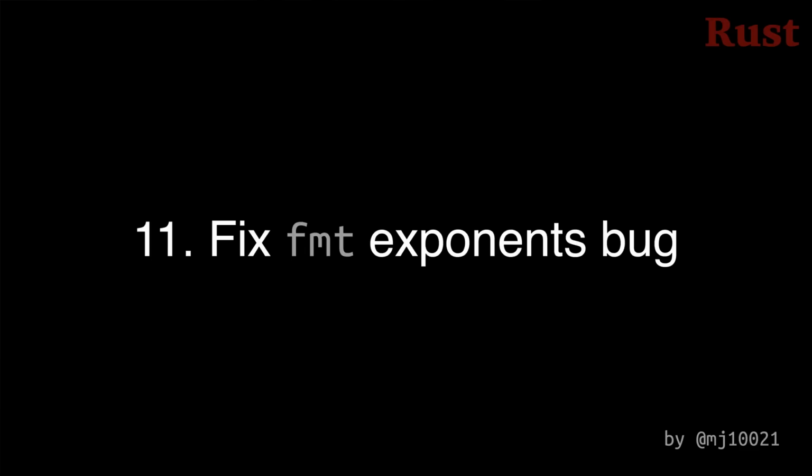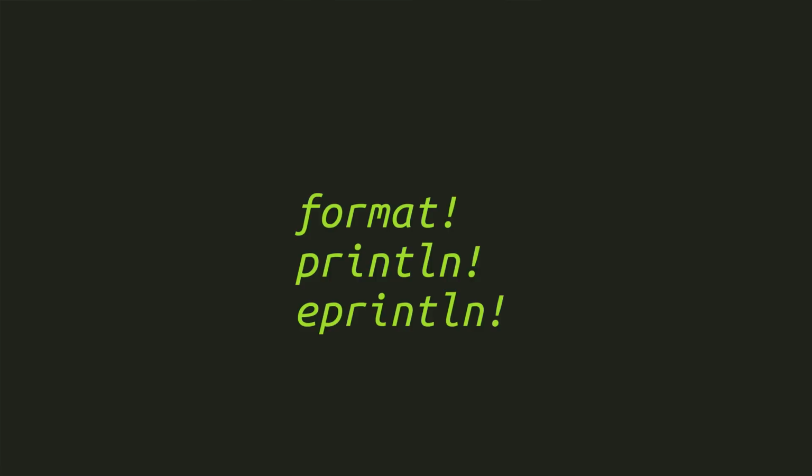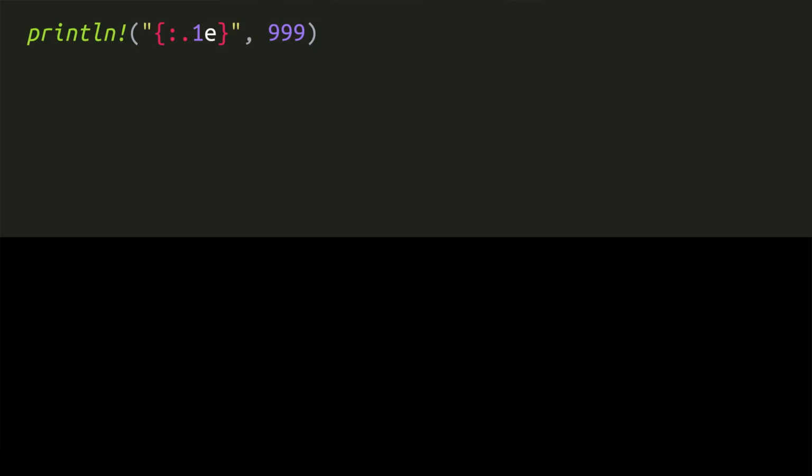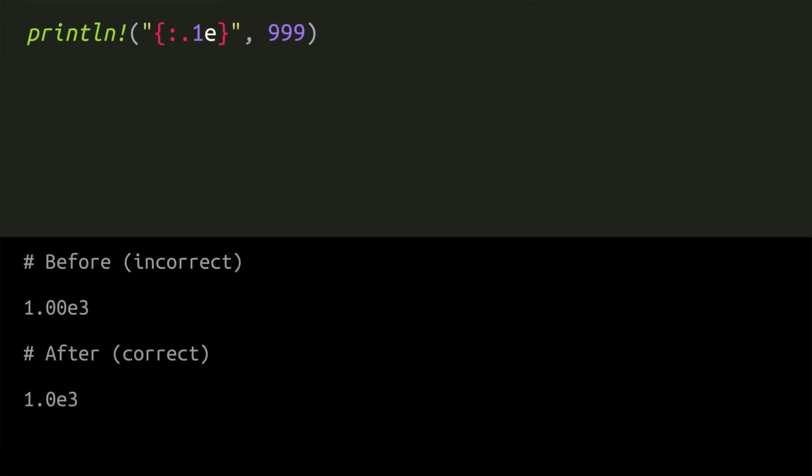Number 11. Format had a bug where it could display the wrong number of digits for the exponent in scientific notation. This code powers macros like format, println, eprintln, and other similar macros in the standard library that take format strings. The bug was that when you used a format string that indicated you ought to have, for example, 1 digit of precision after the decimal place in your scientific format, you could get an extra digit like we see here. This has been fixed so that only the correct number of digits are displayed in all cases when you are outputting your number in scientific notation.